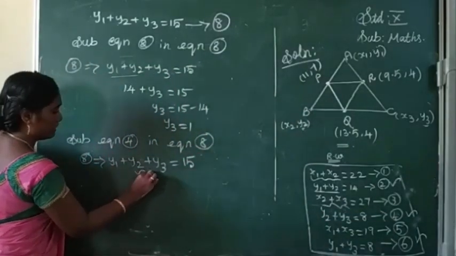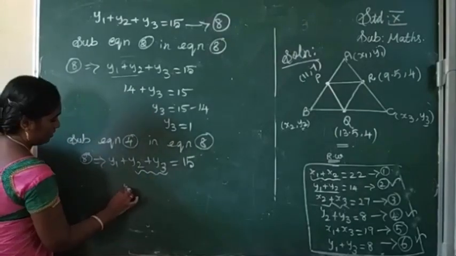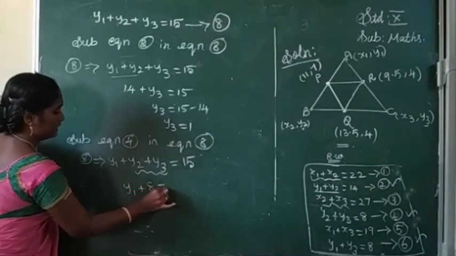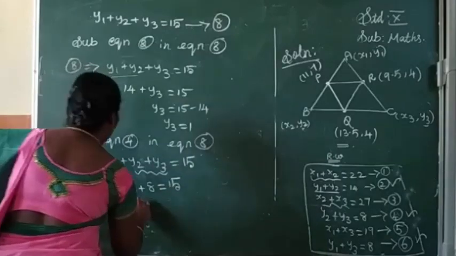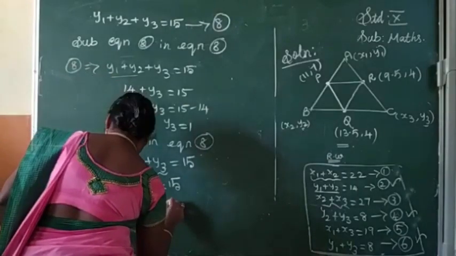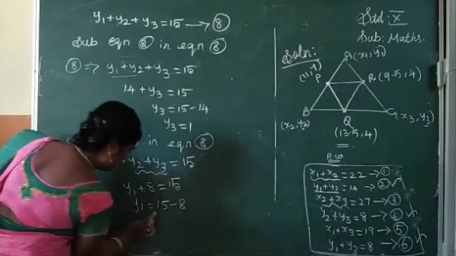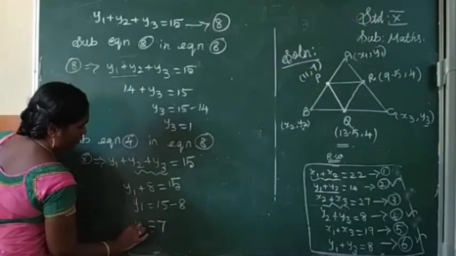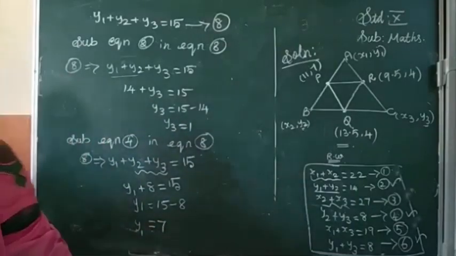So instead of y2 plus y3, I will write here 8 is equal to 15. Then y1 is equal to 15 minus 8. I will get the answer 7. So y1 is equal to 7.